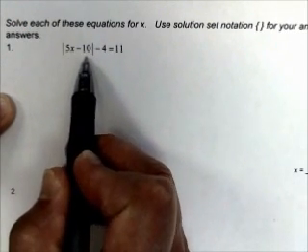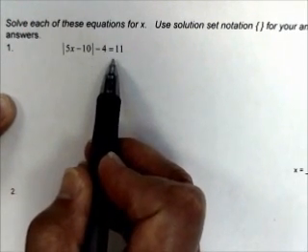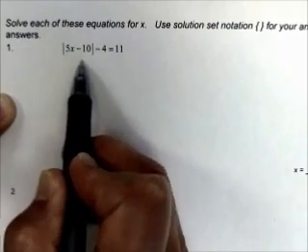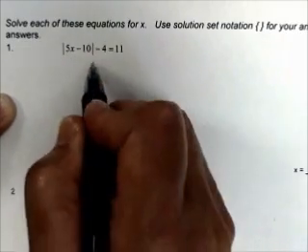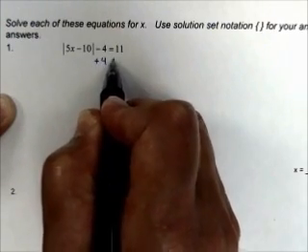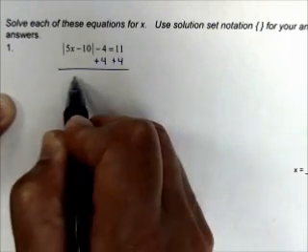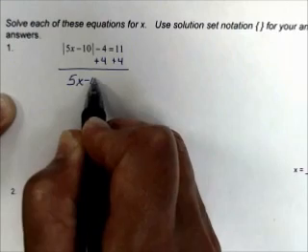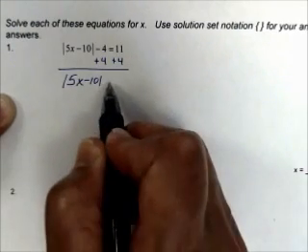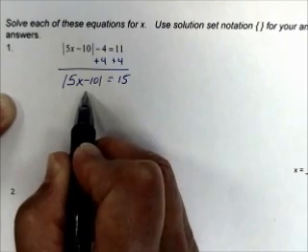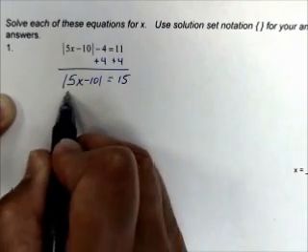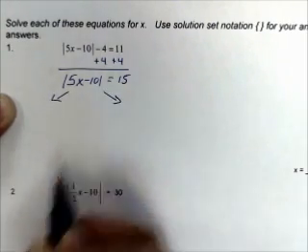Absolute value of 5x minus 10, subtract 4 equals 11. We need to isolate this absolute value. So the first step is to add 4 to both sides. So the absolute value of 5x minus 10 is equal to 15. Now that the absolute value is isolated, it's all by itself, so now we split it into two separate equations.